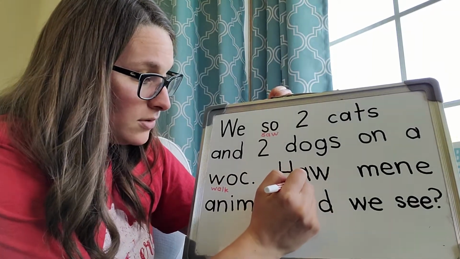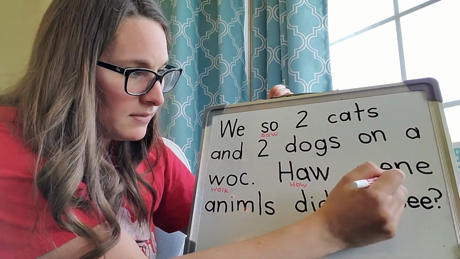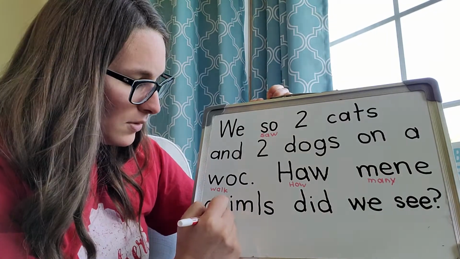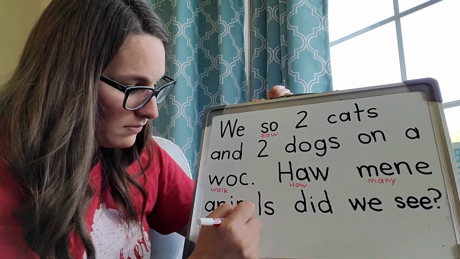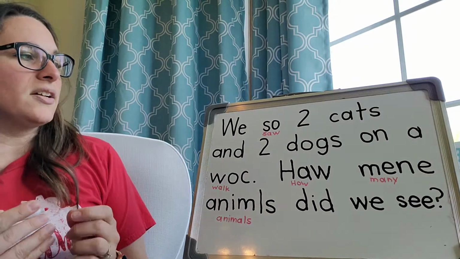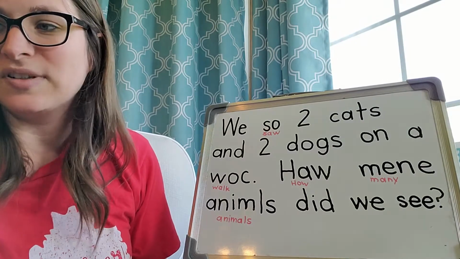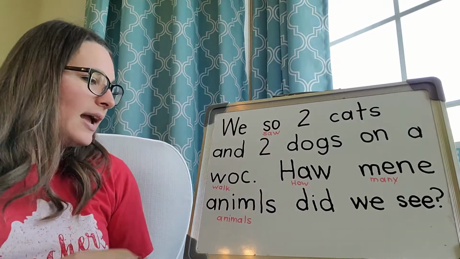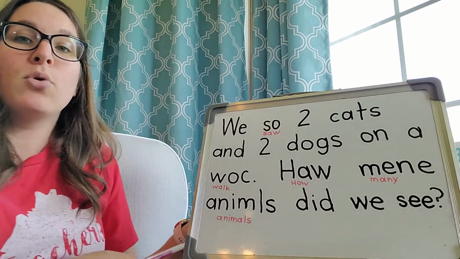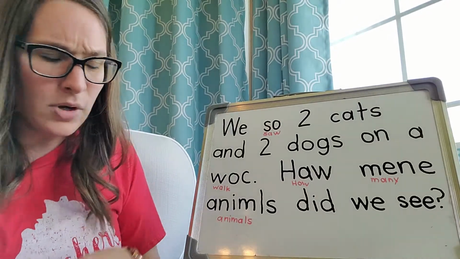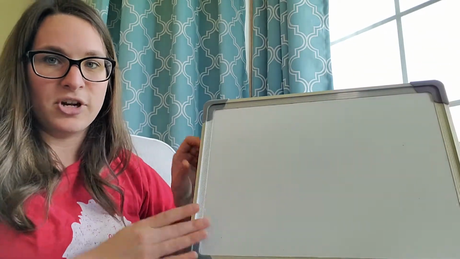Your parents might do this on yours. Doesn't mean you didn't do a good job. It just means that they want to show you the correct spelling, and that's okay. You can see I did not spell all of my words correct either. So we saw 2 cats and 2 dogs on a walk. How many animals did we see? So I don't have room to solve the problem on this side, so I'm going to flip my board around. And I will help remind you guys what our problem is in case you forget.